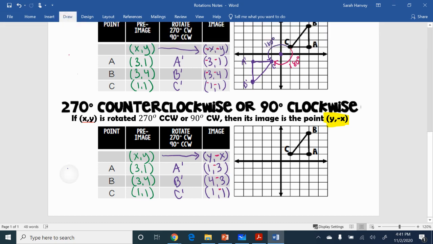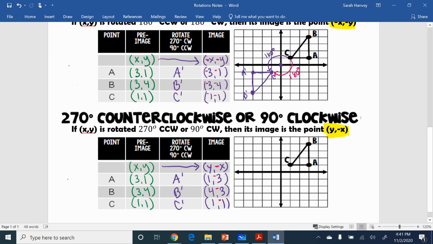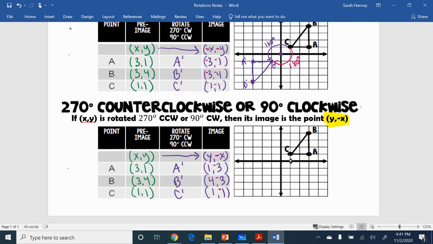Alrighty, so let's go ahead and plot those points. It's going to be 1, negative 3. That is going to be our A prime. We're going to have 4, negative 3. That's going to be our B prime. And our C prime is going to be right 1, down 1. That is our C prime. And we're going to connect those.